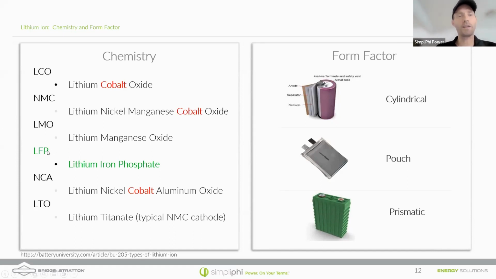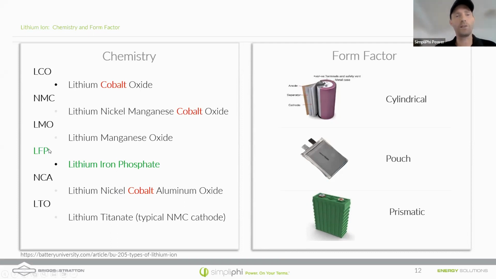So LFP battery chemistry, all these chemistries are different based on the cathode, the positive side of the battery. And so they're classified based on the cathode, with the exception of the last one, and I'll talk about that in a minute. So most of these chemistries include cobalt, and cobalt allows a little bit more energy density and a little bit reduction in weight.